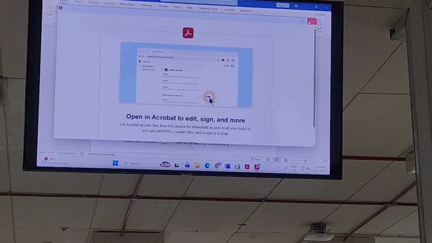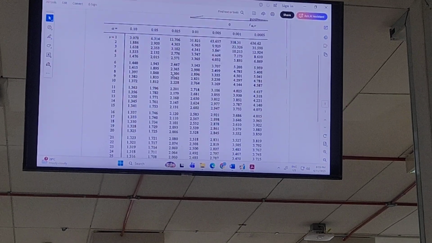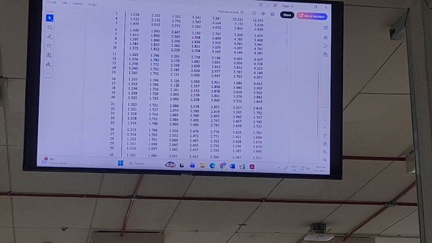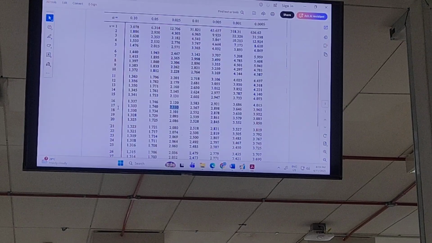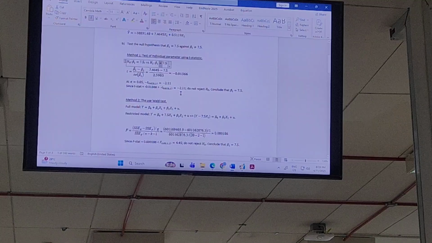So refer to the table: 0.025, degrees of freedom 20 minus 3, which is 17. Okay, 0.025 and 17, so 2.11. So your critical value is 2.11, both sides, so you have positive 2.11 and negative 2.11, the positive side as well as the negative side.